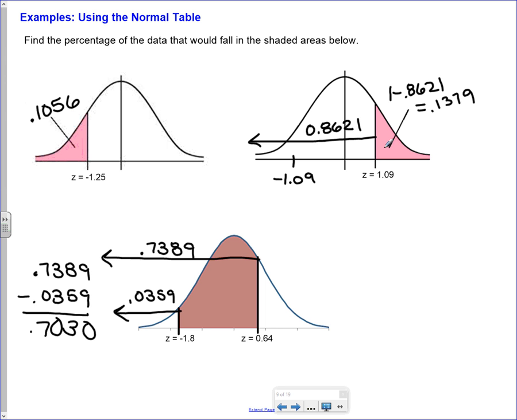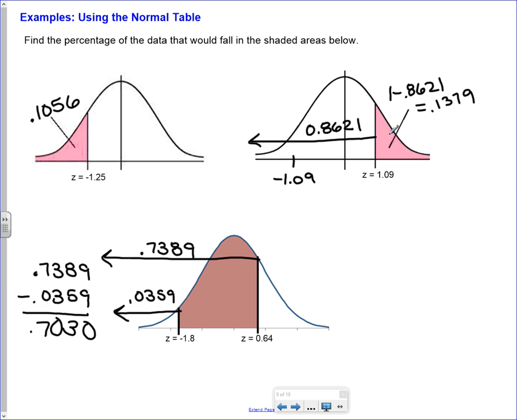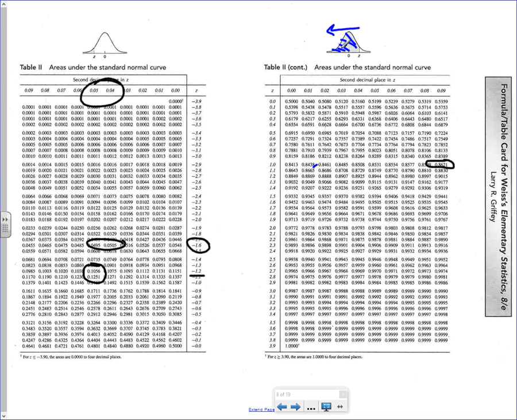This one, we're looking at 1.09. So if you go to 1.09 here, we get 0.8621. Now notice that I've already written the answers in here. We didn't put 0.8621 as the pink area here. So why was that not the pink area? Well, look at the chart.